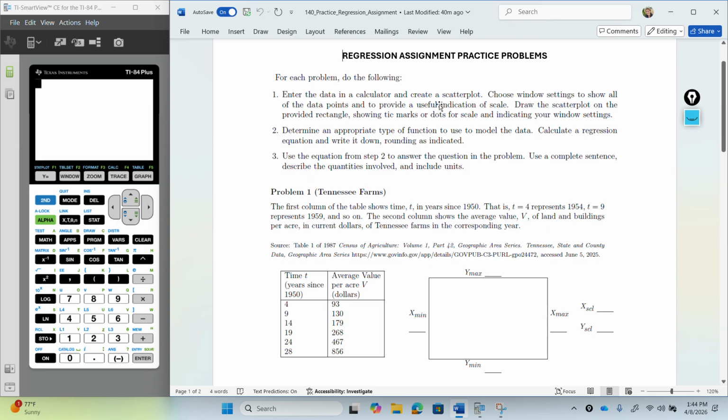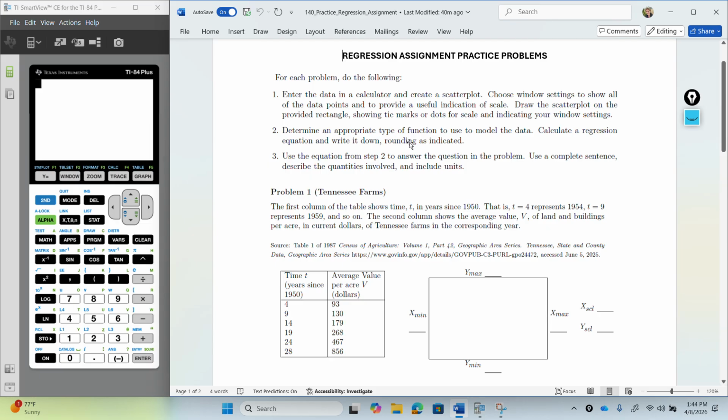Enter the data in a calculator and create a scatter plot. Then it wants you to choose the window settings, and it wants you to sketch that in there. So not copy and paste whatever was in your window. It actually wants you to sketch it. Draw it on that provided rectangle, showing tick marks or dots for scale and indicating your window settings.